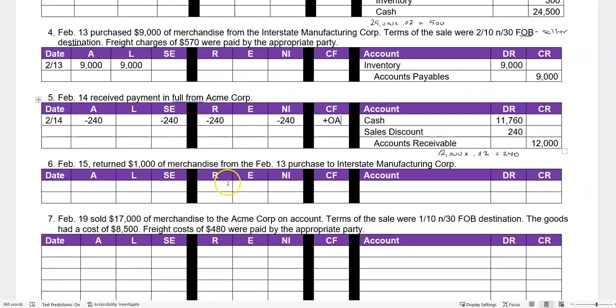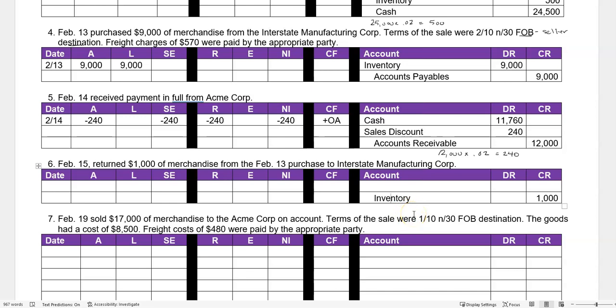All right, February 15th, we returned $1,000 of merchandise from the February 13th purchase to Interstate. So here, notice we bought 9,000. We're returning $1,000 of that. What will we do? Well, when we bought it, we put it in inventory. So if you return it, guess what? You're the buyer. You're returning goods. It has to go against our inventory, not sales returns, because we are the buyer, not the seller.